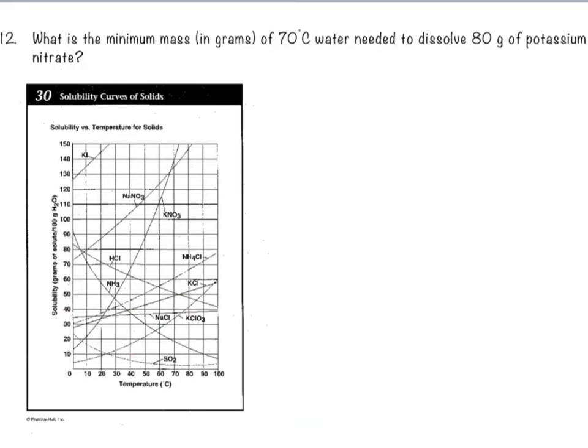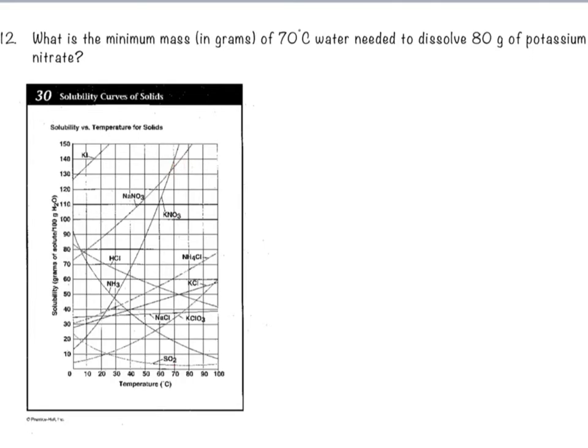Okay, and looking at this problem, it wants to know the minimum mass in grams of 70 degrees Celsius water that is needed to dissolve 80 grams of potassium nitrate. And so if you look at 70 degrees, 100 grams of water will dissolve, and potassium nitrate's clear up here. It's right at about 140 grams is how much it will dissolve.